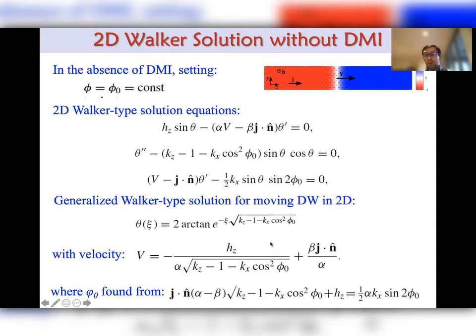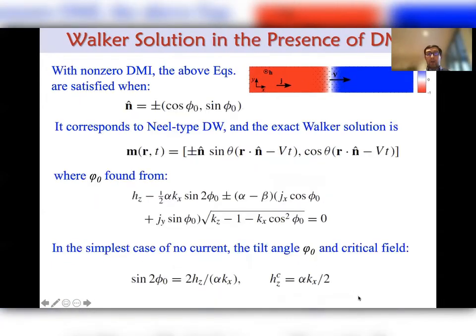All right, so with non-zero Dzyaloshinskii-Moriya interaction, we can also satisfy the above equations, but in this case, the normal vector of our domain wall profile should be given by the following expression, like the one shown here. It's conveniently represented in terms of angle phi naught. And we can show that in this case, this profile would be Néel type. So this domain wall will be of Néel type.